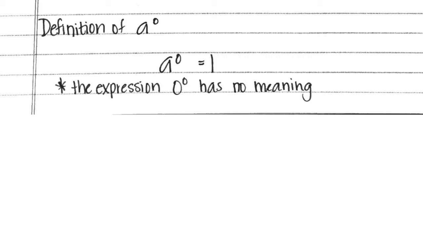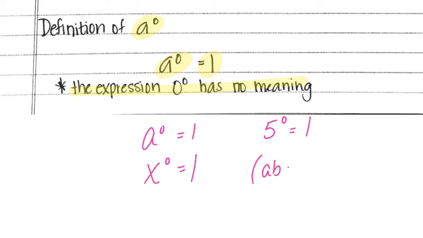All right, the last thing we're going to go over, anything to the 0 power. Anything to the 0 power is 1. The expression 0 to the 0 power has no meaning, but that's going to go even with the variables. We know that a to the 0 power is 1. I know x to the 0 power is 1. What about 5 to the 0 power? That's also 1. What about ABC, all of it to the 0 power? That will also be 1.